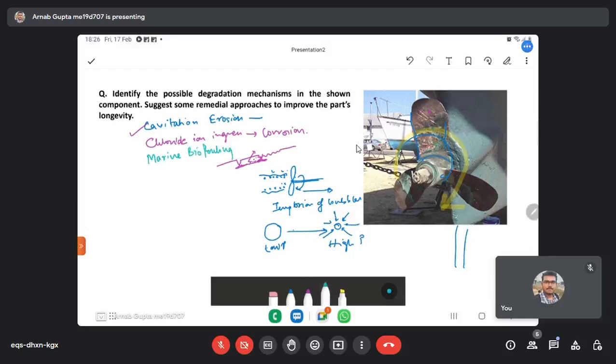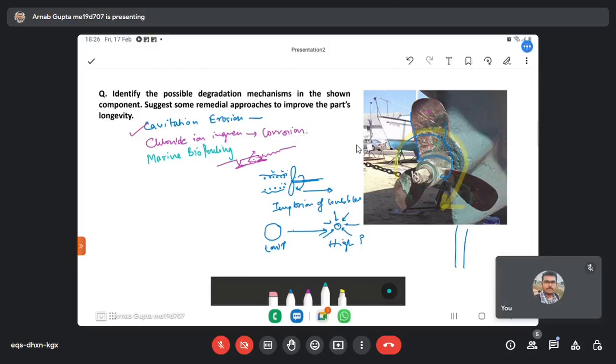So are there different types of organic species in the marine environment, like algae and bacterial species? So they will then, you know, different types of organisms, microorganisms, they will lead to biofouling.